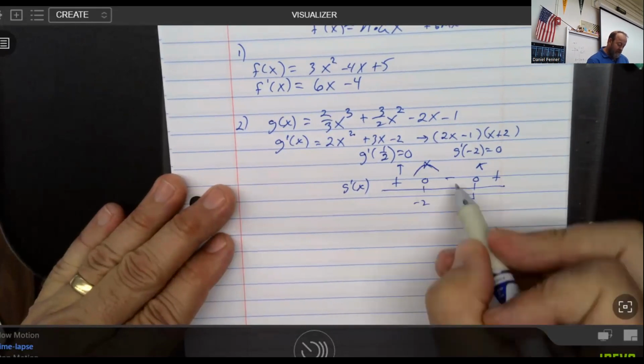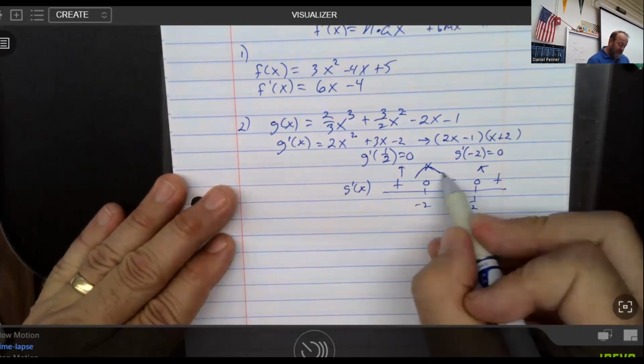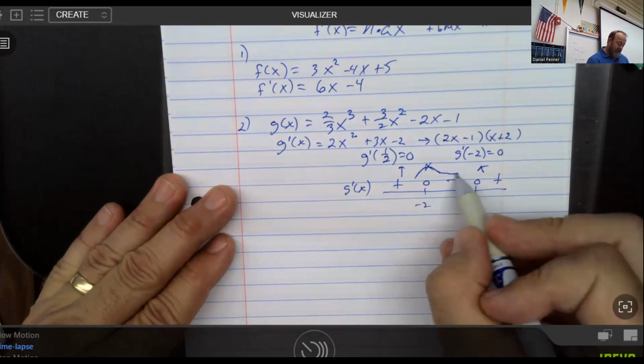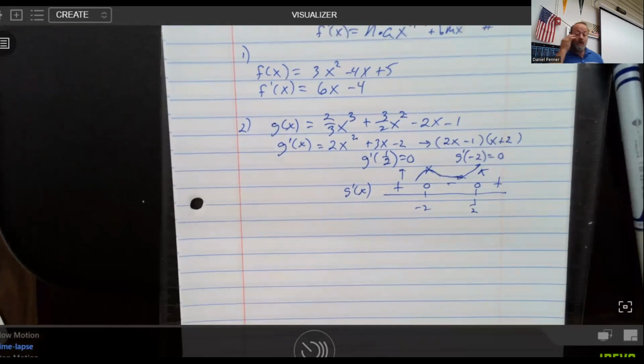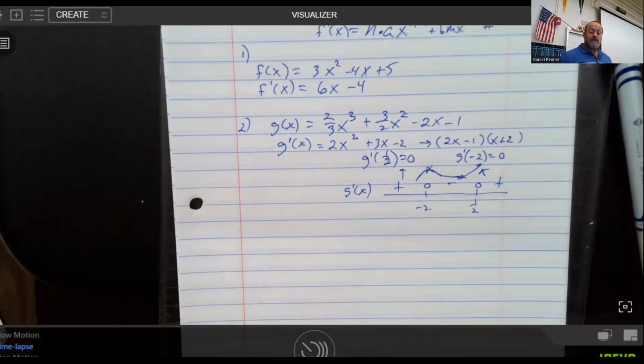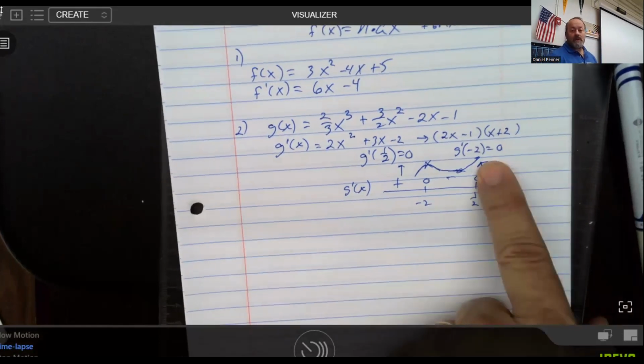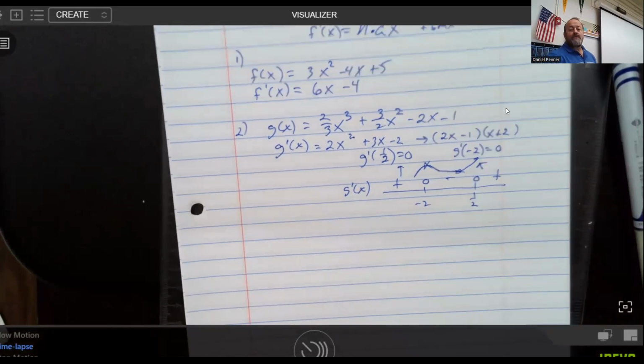Then it goes downhill for a period of time until it reaches 1/2, and then it goes back uphill. So at 1/2, that should be some kind of a minimum value. And then it's going to be increasing again for the rest of the domain of the graph through infinity.